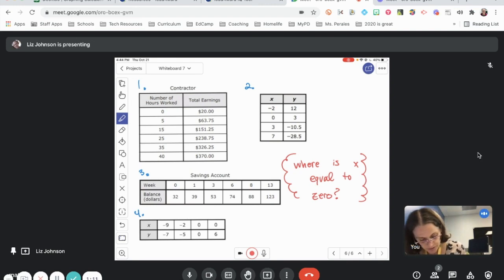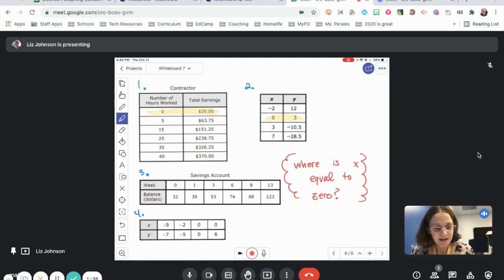So for example, on number 1, when the number of hours I work is 0, that's my y-intercept. So in this case, I get $20 if I work 0 hours. Maybe that's if I'm going out to repair somebody's house. Maybe there is a fee just to travel, just to show up. That's a pretty common practice. Let's look at the next one. This would be the y-intercept of this function if we were to graph it.